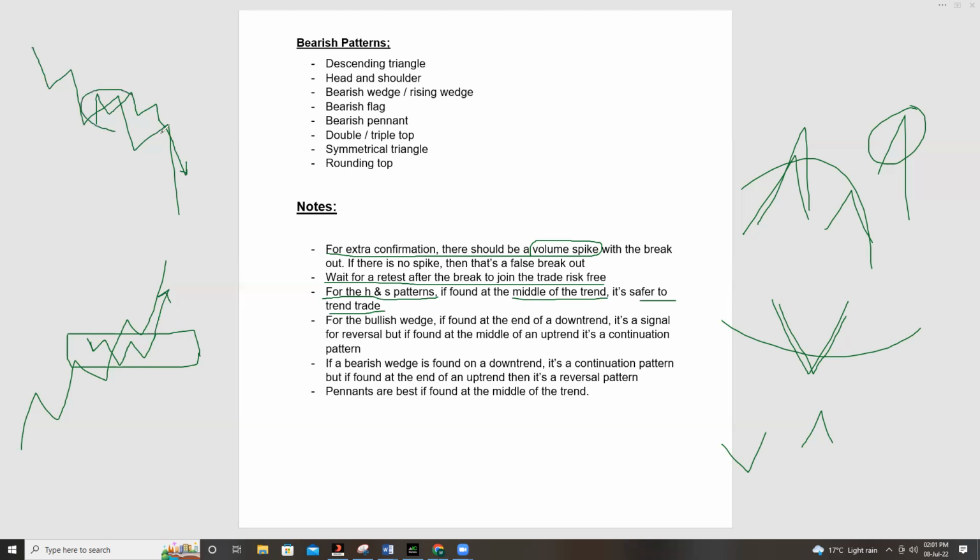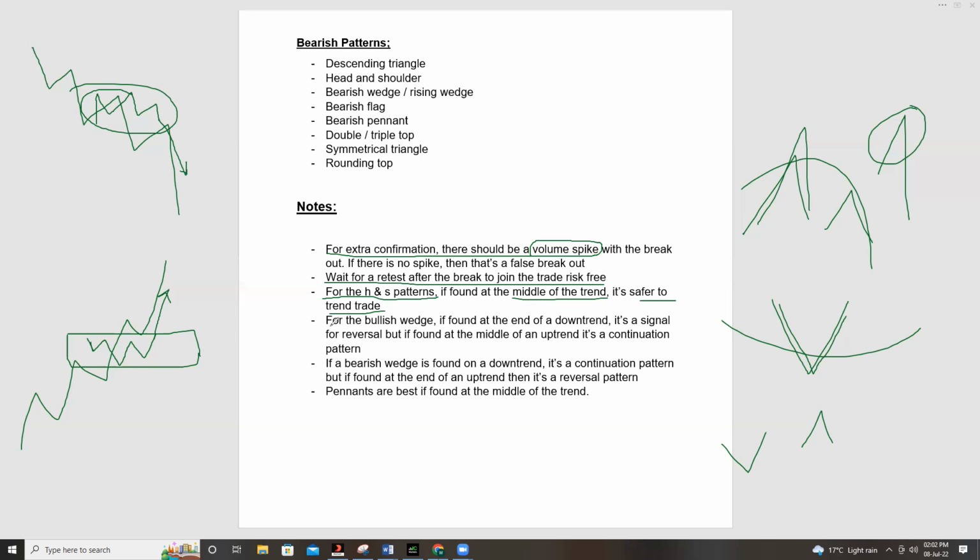Why is it at the middle? Again, I've said these patterns work depending on the location they are found. Location is key. So if they are found at the middle, they become continuation patterns. If they are found at the extremes, of course, they become reversal patterns.